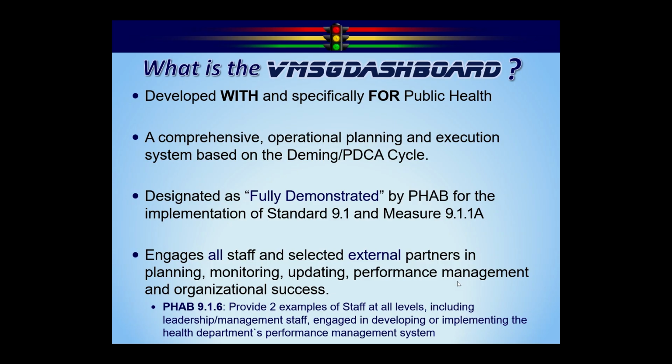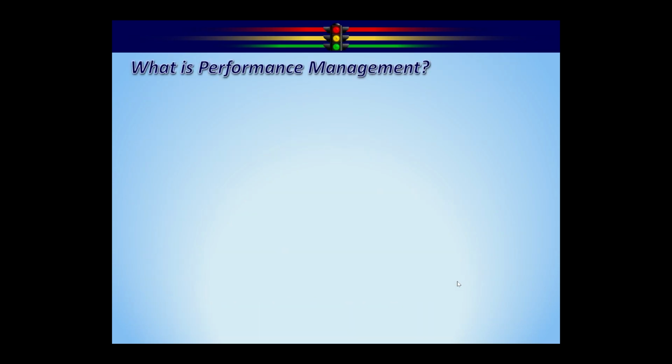Now, when you get down into your reaccreditation process and you get down to PHAB measure 9.1.6, it says provide 2 examples of staff at all levels, including leadership and management staff, engaged in developing or implementing the health department's performance management system. Well, I think you'll see in a few minutes here how through the real-time planning, we call it, which is the automated emails that you guys get, that engages everybody automatically. So we kind of get an automatic on 9.1.6. So what is performance management?